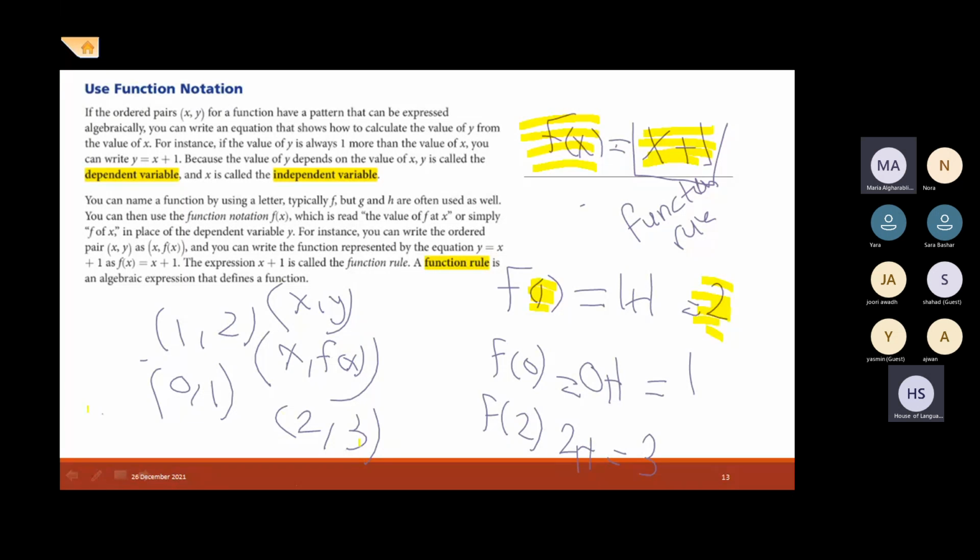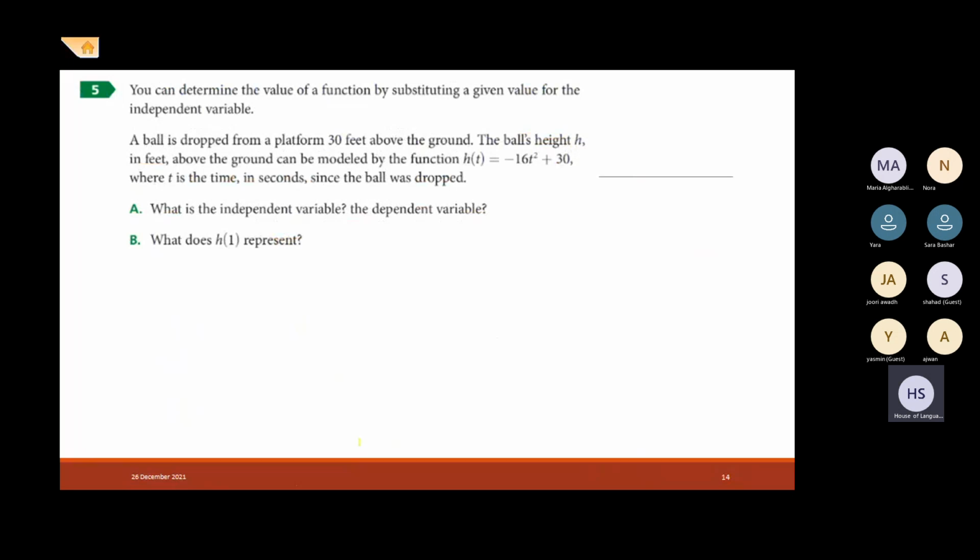So teacher, x never changes, it is only 1? No. It could be any number. Okay, then teacher, you mean for this equation only? Yes, for this equation like this here. Let's see this example, you will understand more. Look at this one here.